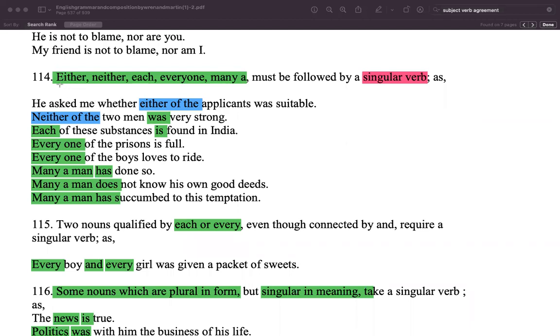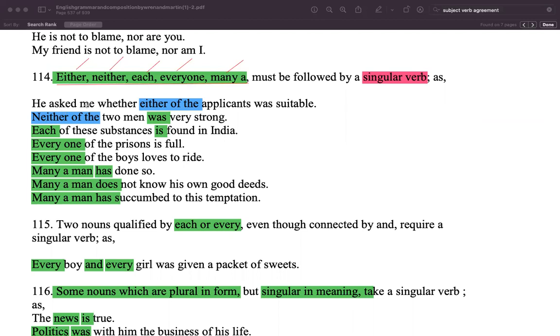Now look into it. You would find that either, neither, each, everyone, many a are a couple of words. Either is followed by a singular verb, neither is the negative of it, each is singular, everyone is singular, many a is also followed by a singular verb. So they all carry a singular verb.